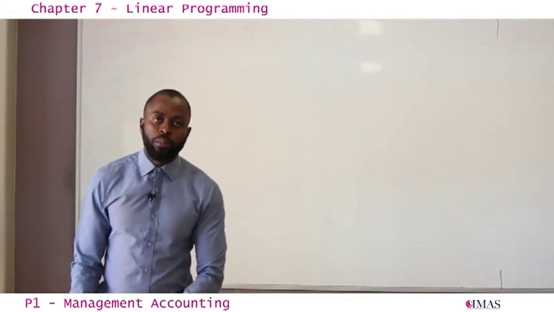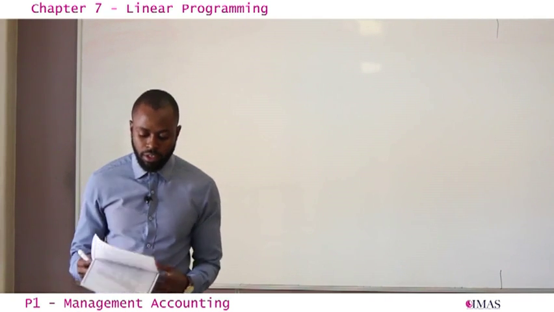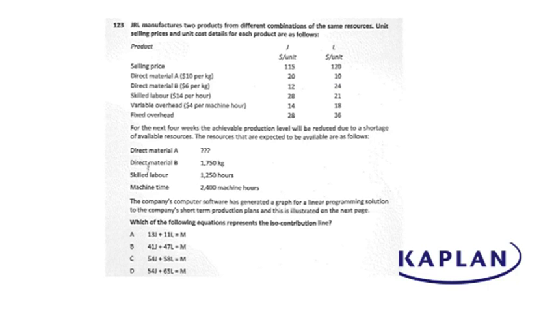We're now going to look at the competitive aspect of linear programming. So we're going to start with question number 123 from the old revision kit. For those who have the new revision kit, the question will come up on the screen. In question 123, the requirement says, which of the following equations represent the ISO contribution line?